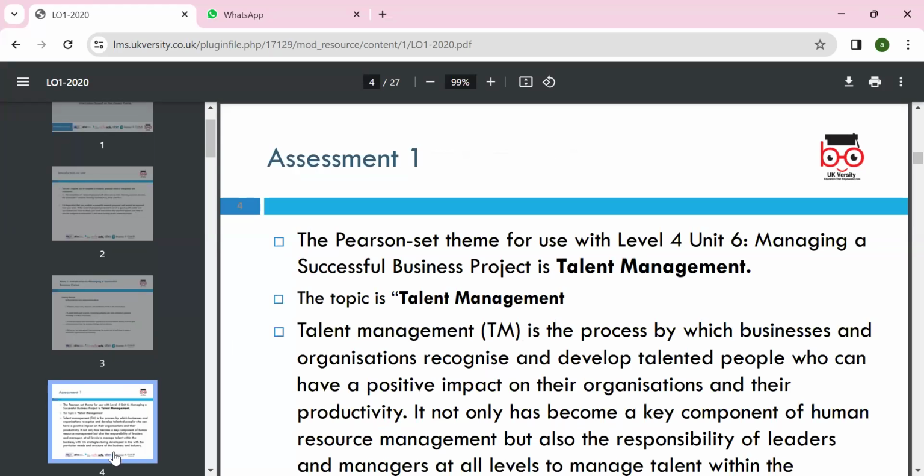At the moment, we have a lot of workforce, but there is a problem. We do not manage the talent. Talent is going somewhere else. If organizations do not manage the talent and make people redundant, people are going and joining other organizations. They are growing, we are declining. So it's the process by which managing businesses and organizations organize and develop talented people who can have a positive impact on their organization, their productivity.